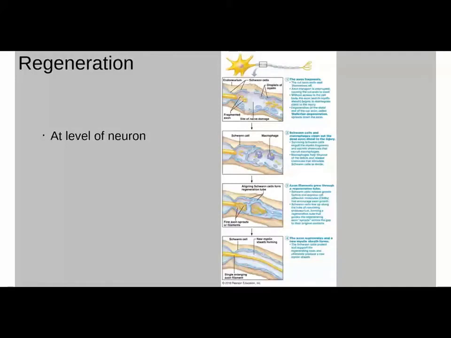And if damage occurs at the soma, it's a pretty sure bet that that neuron is going to die and it will be gone for good. But in this picture, we're seeing what happens if there's damage to the axon. Well, if we damage the axon, but the soma remains intact, we can actually regenerate or regrow an axon.